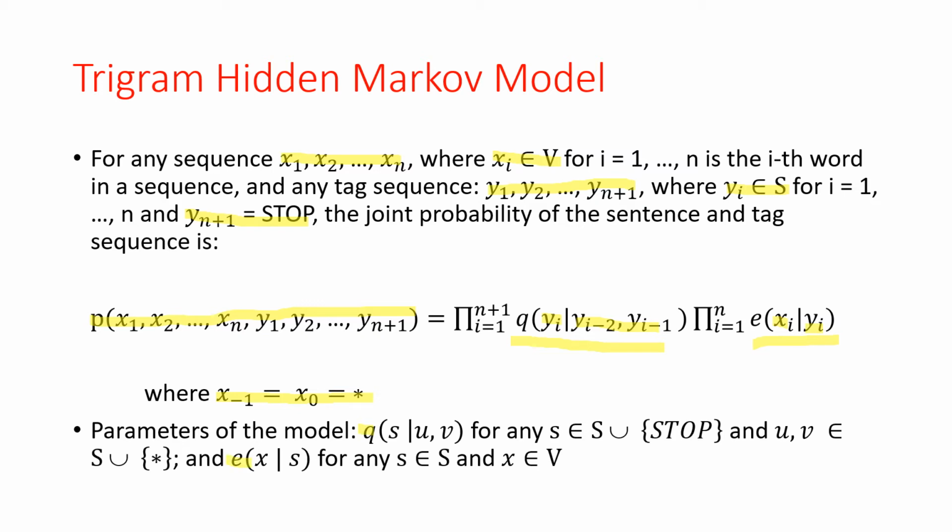So a q, the conditional probability of s given u and v, for any s from the set S in union with the stop symbol, and u, v elements from the union of the set S and the star symbol, and also this emission parameter e is the probability of x given s, for any s from S and x from V.